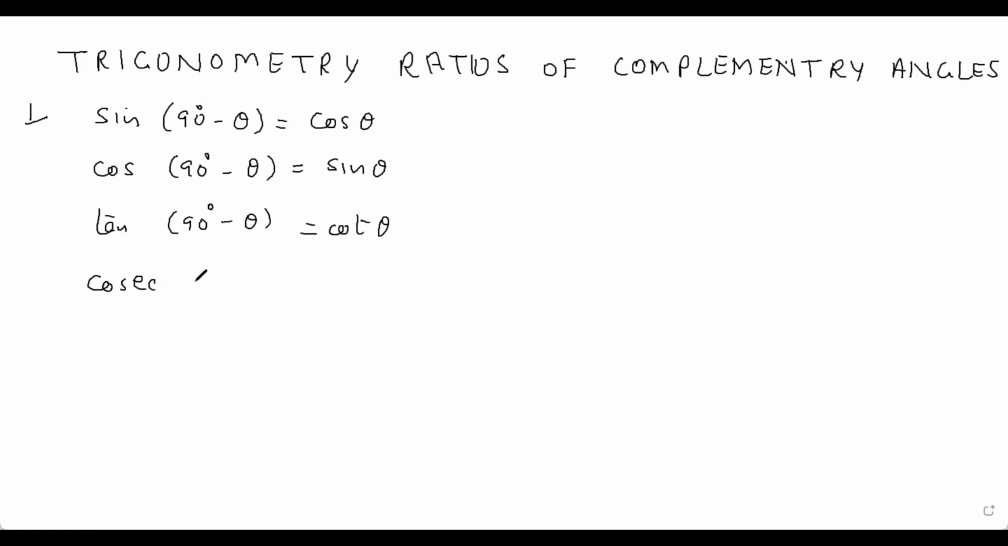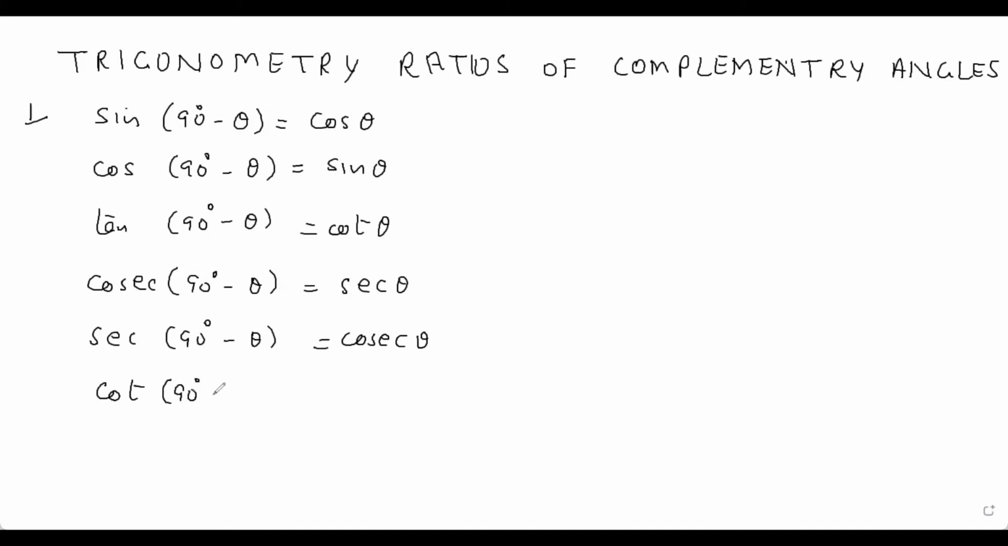Cosec (90 degrees minus theta) is equal to sec theta. Sec (90 degrees minus theta) is equal to cosec theta. Cot (90 degrees minus theta) is equal to tan theta. Now listen again. Sin is changed into cos, cos is changed into sin, tan is changed into cot, cosec is changed into sec, sec is changed into cosec, and cot is changed into tan.